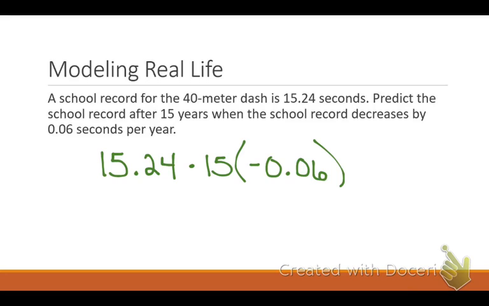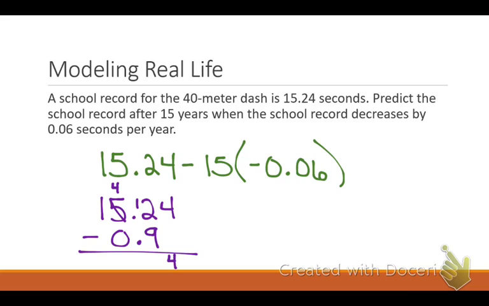I'm sorry, this is not a times sign, this is a minus sign. You're subtracting the product of 15 times 0.06 from the original record, okay? So what you have to do is you multiply this part first, and then you subtract, okay? So now that I've multiplied it, 15.24 minus 0.9, okay? Borrow. Here's the new record.